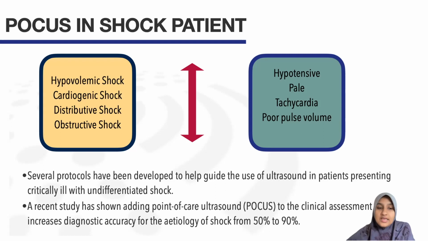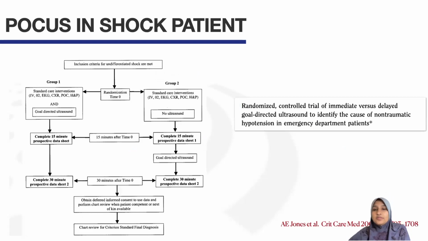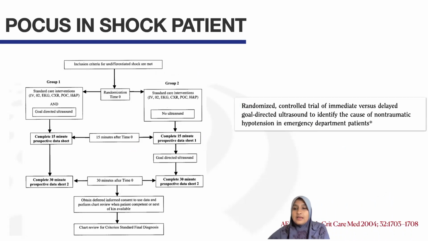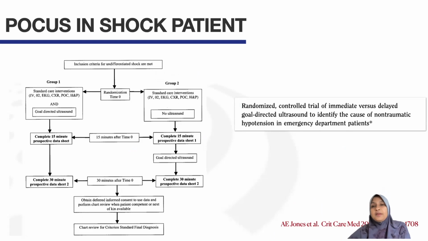A study has shown that adding POCUS to the clinical assessment increases the diagnostic accuracy for etiology of shock from 50% to 90%. This study was published in 2004, quite some time ago, but it's actually quite a good study. It's a randomized controlled trial of immediate versus delayed goal-directed ultrasound to identify the cause of non-traumatic hypotension in emergency department patients. What the study did was divide the patients into two groups, group 1 and group 2.